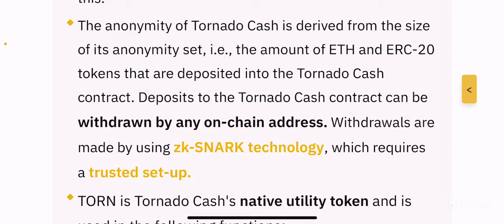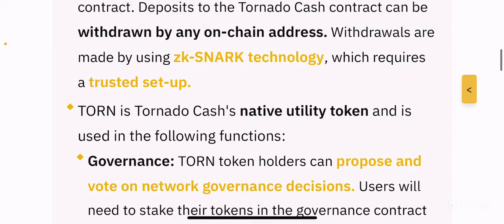So again, if you guys want to learn more about ZK Snark, which is an interesting technology, which again involves things like ZK rollup, you can click on the link here in order to learn about that, right?